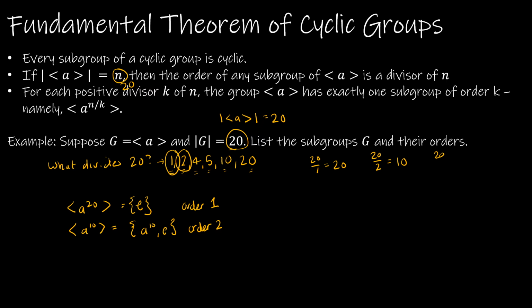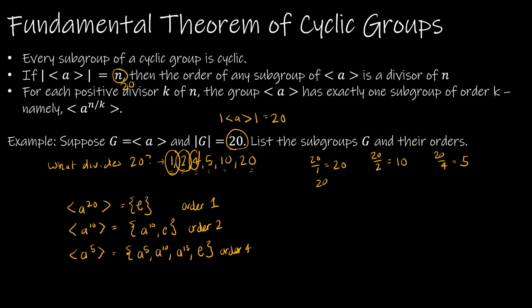Now let's take 20 divided by 4. So again, this is going to be order 4, and it's going to be found by A to the 20 divided by 4, or 5. So A to the 5th is going to give me A to the 5th, A to the 10th, A to the 15th, A to the 20th, which is E. That's my order 4. So we get the idea. All we're doing is division. So now we've used 4.